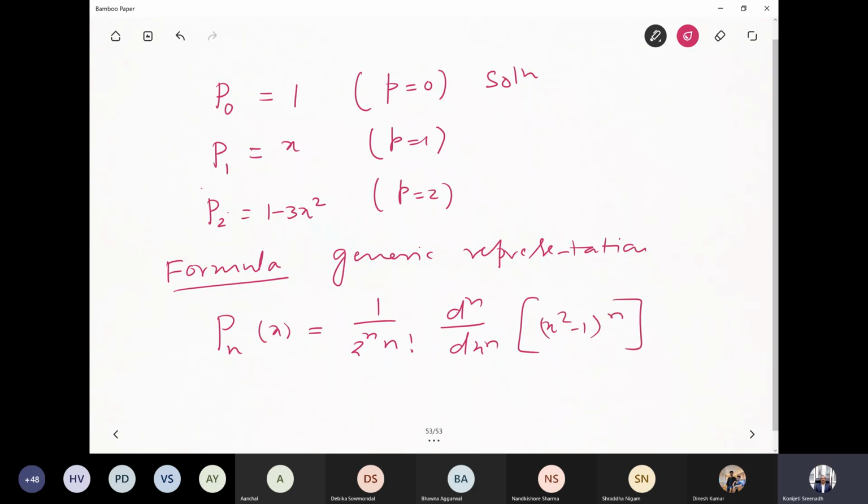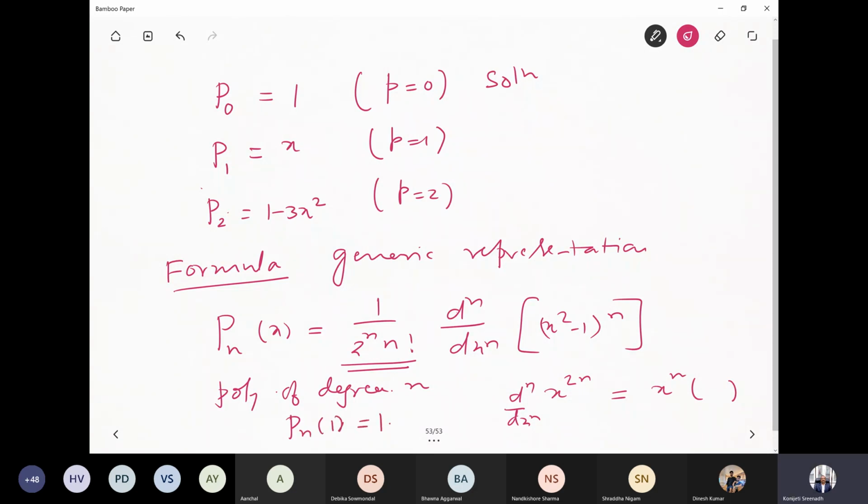So you see that this is a polynomial of degree n. That is because when you write the binomial expansion of this, the highest order term is going to be x power 2n. And when you differentiate n times with d power n by dx power n, you get some constant times x power n. So this is actually a polynomial of degree n. You may ask the question, why is this constant chosen? Why not some other constant? With this constant, Pn at 1 becomes 1. That is the normalization constant. So the constant is chosen so that Pn at 1 is going to be 1.